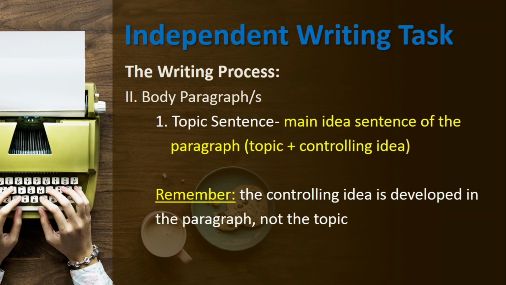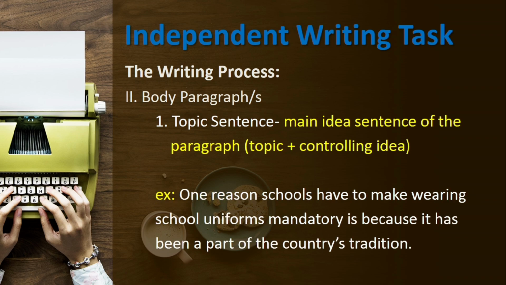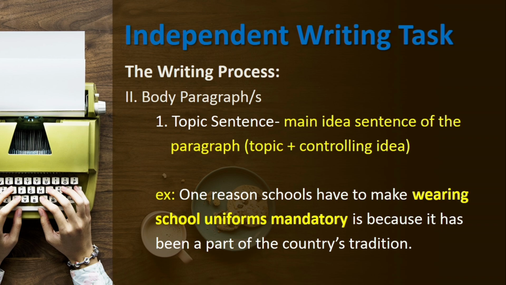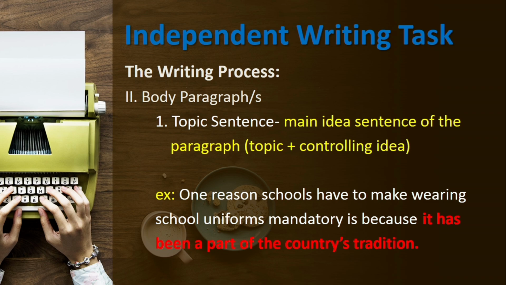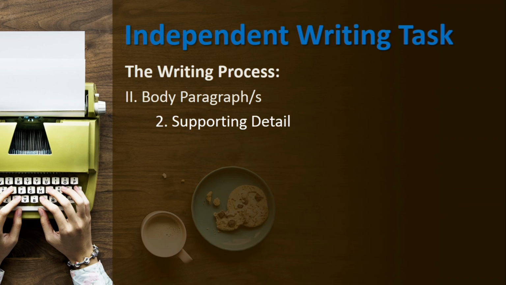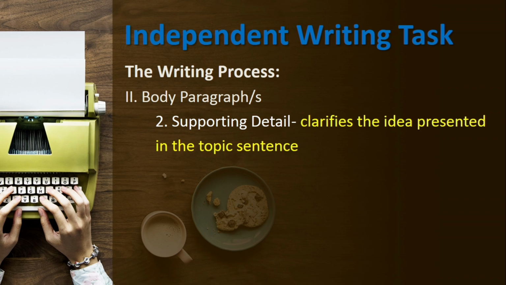Let us have this example. 1 reason schools have to make wearing school uniforms mandatory is because it has been a part of the country's tradition. As you can see, the topic is the mandatory wearing of school uniforms, then followed by the reason, it has been part of the country's tradition. After writing your topic sentence, you must then support it.